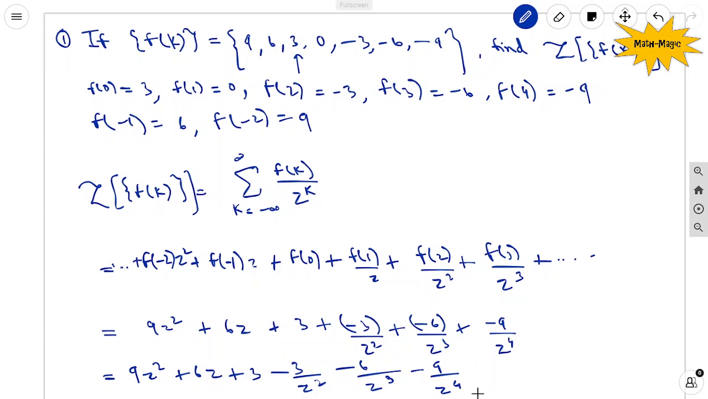Now after finding the Z transform we have to show what the region of convergence is. So we are talking about all those points for which the Z transform function is well defined. In this case the sum is finite, so there is no infinite sum here. So we just have to talk about all those z for which every term is well defined. 9z square plus 6z plus 3 is well defined for any complex number, but if we see the last three terms, they are not defined if z equals 0.